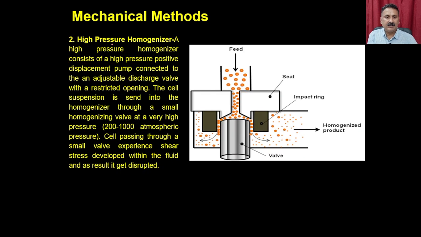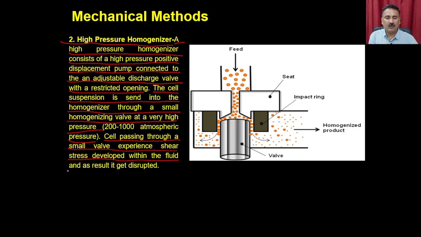Then we have the high pressure homogenizers. High pressure homogenizers consist of a high pressure positive displacement pump connected to an adjustable discharge valve with a restricted opening. The cell suspension is sent into the homogenizer through a small homogenizing valve at a very high pressure, like 200 to 1000 atmospheric pressure. The cell passing through the small valve experiences the shear stress developed within the liquid.